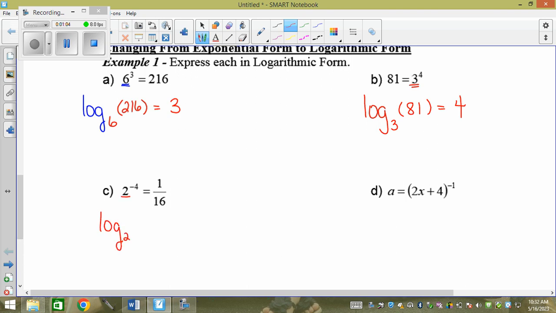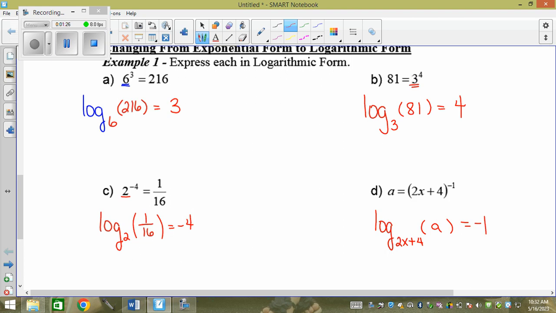Okay, this one, we have log base what? 2. And what goes beside it? 1/16. And it equals -4. And then this one is all in brackets, so that's a really big base. What's my base? 2x plus 4. And what goes beside it? A. Do you see how these are the same height, the log and the a? And then it equals -1.